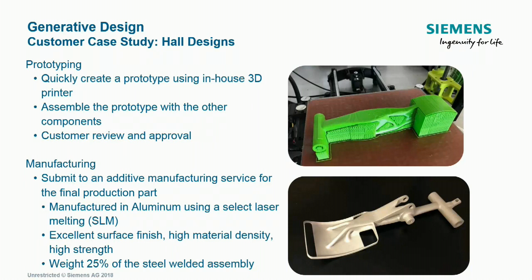The final production part was then created by submitting the design to an external additive manufacturing specialist. They printed the component in aluminum using a select metal sintering technique. The final component was actually 25% the weight of the original. It had an excellent surface finish, and the high-density sintering process also results in a very strong part.